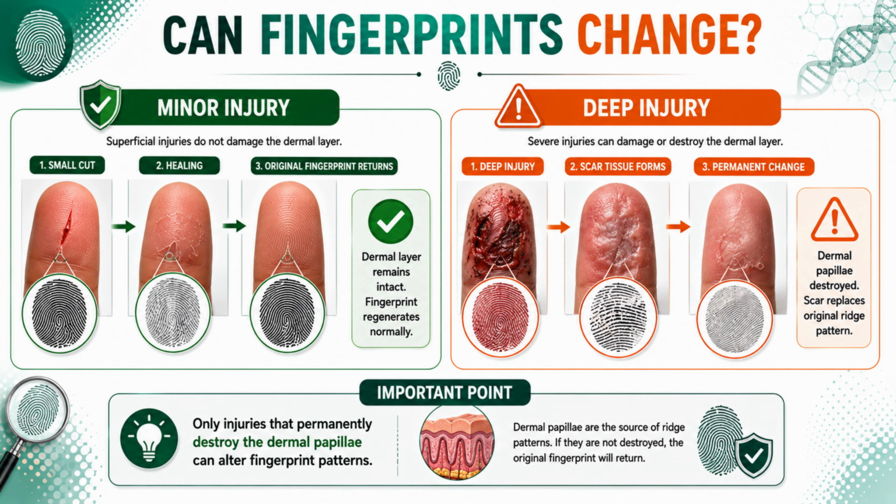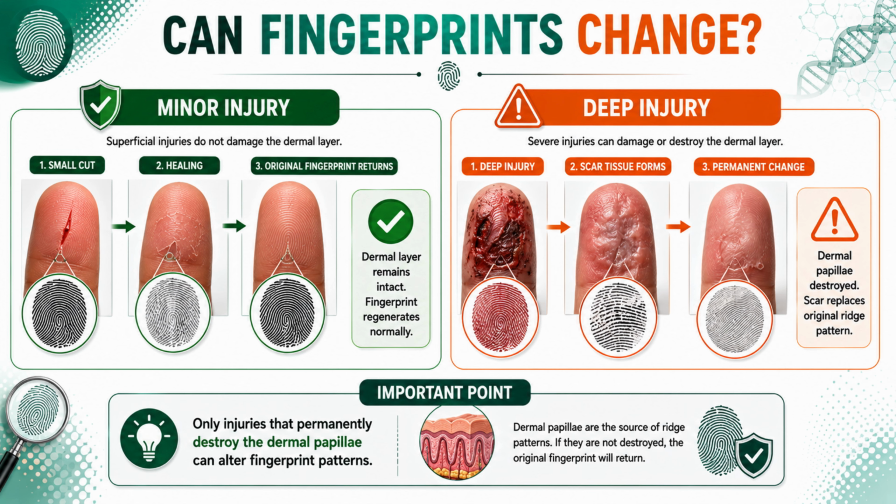As a child grows, the fingers increase in size. The ridges become farther apart because the skin stretches, but their relative arrangement does not change. Therefore, fingerprint experts can compare fingerprints taken decades apart and still establish identity.